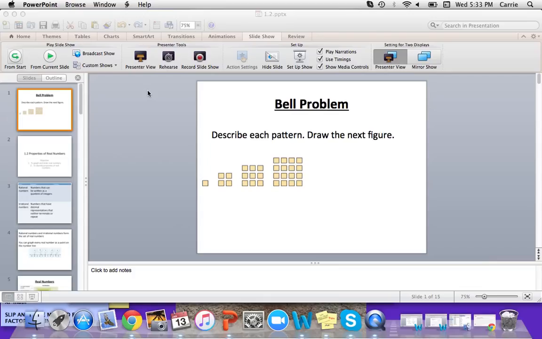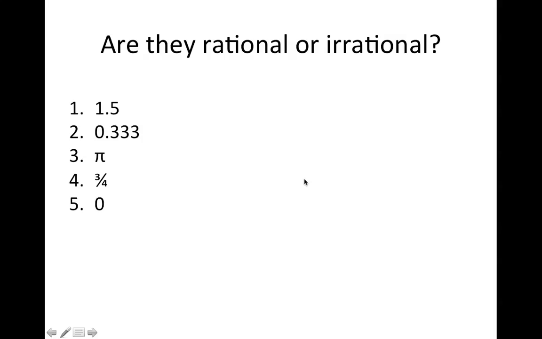So let's determine whether they are rational or irrational. Number 1, we have 1.5, rational or irrational? Hopefully you thought to yourself rational. Even though it has a decimal, it does stop or terminate. Number 2, we have 0.333. As you notice, our decimal is repeating, so that is also rational. 3 is pi, so that's our most common irrational one. 4 is a fraction, 3/4, so that is also rational. And 0 will always be rational.